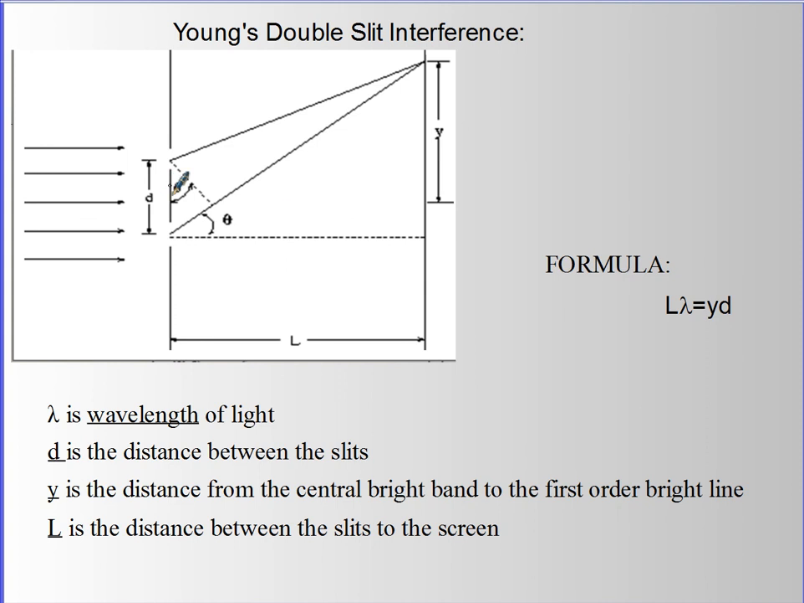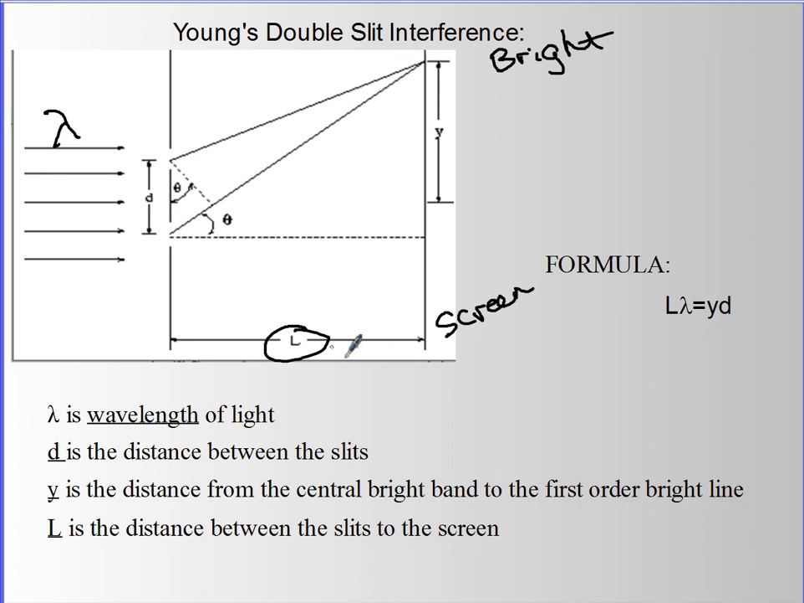Let's look at the formula. The formula says if I have two slits that are separated by a distance d, and those slits are a distance L from a screen, this is your screen here, then light of some wavelength coming in, hitting these slits of distance d, is going to follow the following formula. L times the wavelength has to equal y, the distance to the center of the bright band, the bright fringe, times the distance between the slits.